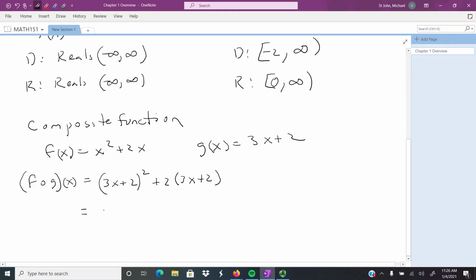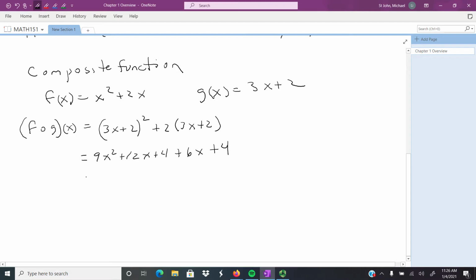So this ends up being 9x squared plus, and this will be 12x plus 4 plus 6x plus 4. And so this could be simplified. This will be 9x squared. 12x and 6x will give us 18x. And then plus 8. Right?